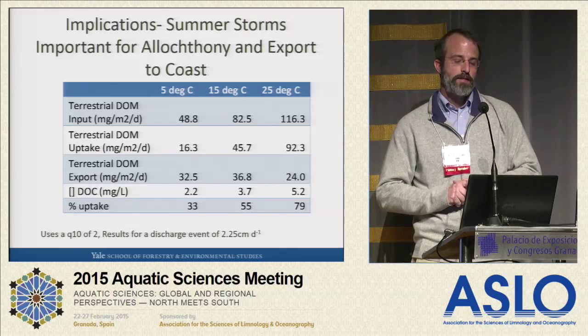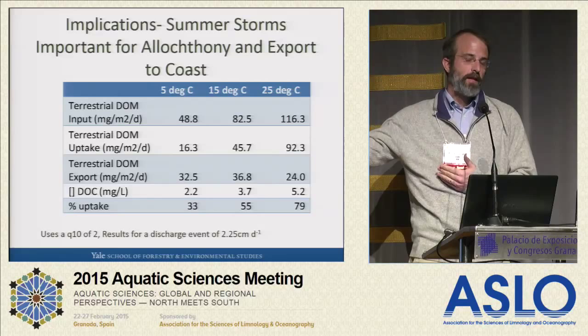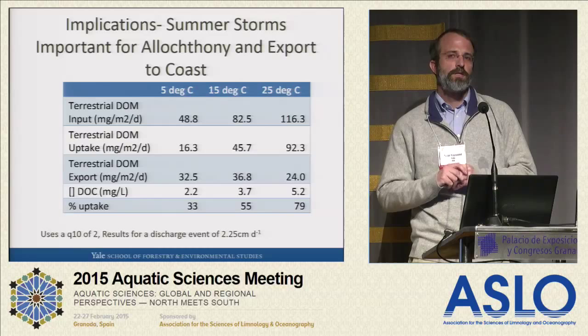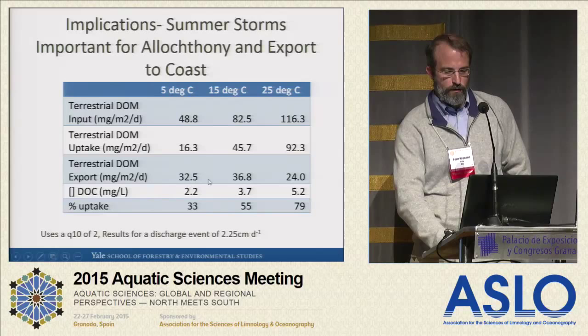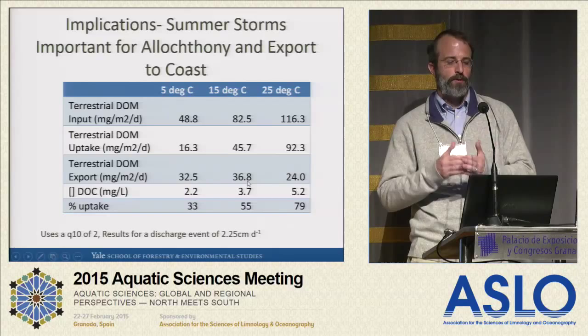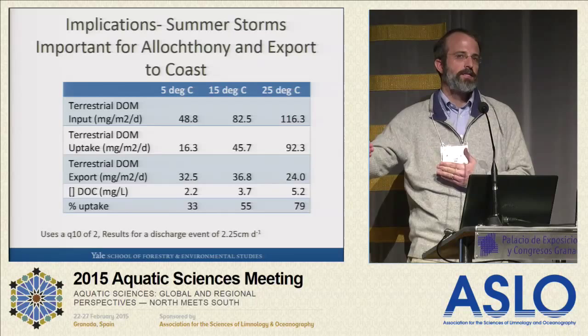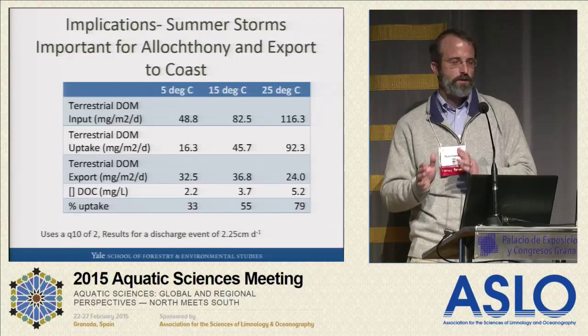However, you get greater transport off the landscape with these summer events. However, you also get very large removal rates. So I think these summer and fall events are particularly important for supporting the allochthony of inland waters, and particularly these large rivers. And if you look at the export to the ocean, there's some sort of trade-off between increasing the concentration, allowing more to come off the landscape, but fighting that larger removal rate in the watershed. So there's some intermediate temperature that's optimal for moving stuff to the coast.